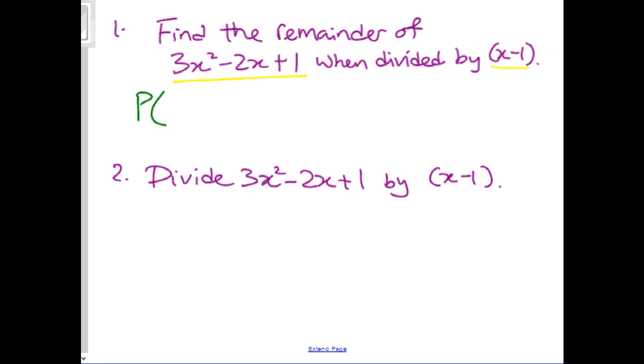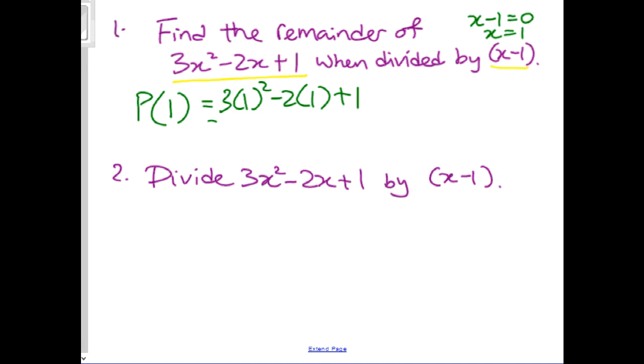Just apply the remainder theorem. So in this case, it's just put in 1, because x minus 1 equal to 0 means x is equal to 1. So we enter 1 into here. Then it's 3 times 1 squared minus 2 times 1 minus 1. So here the remainder, in this case, is just 2.